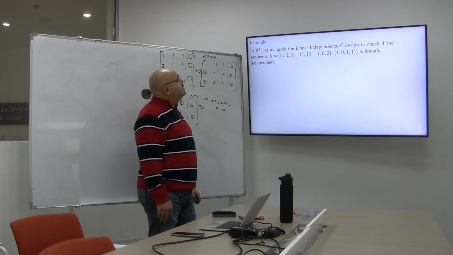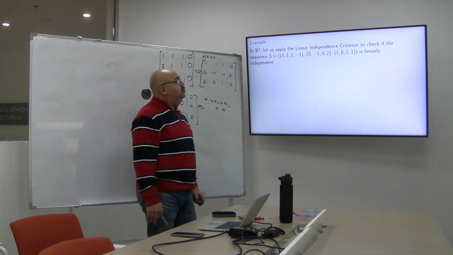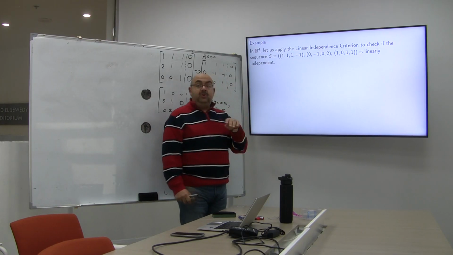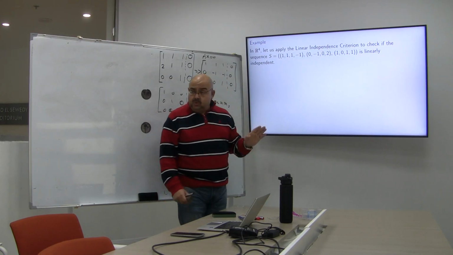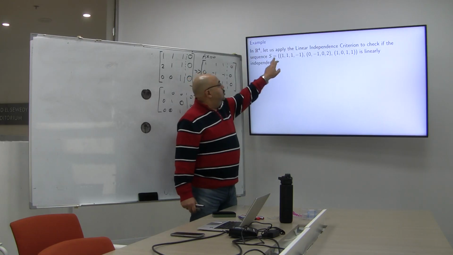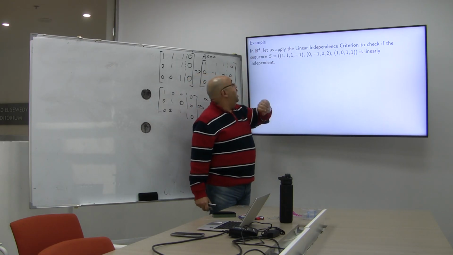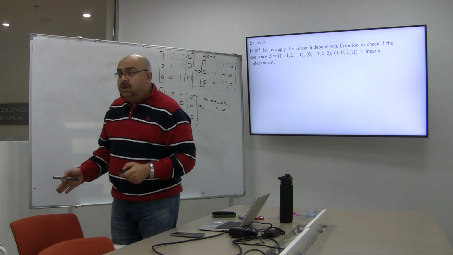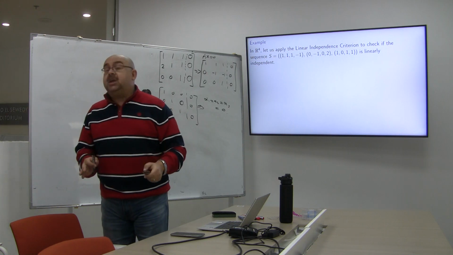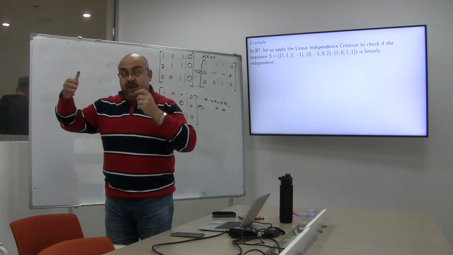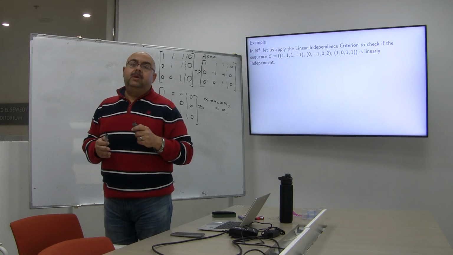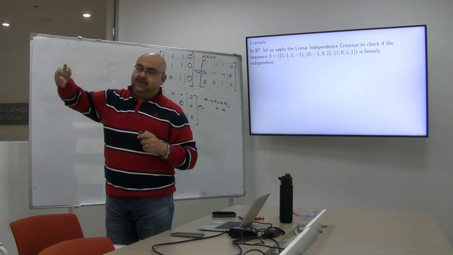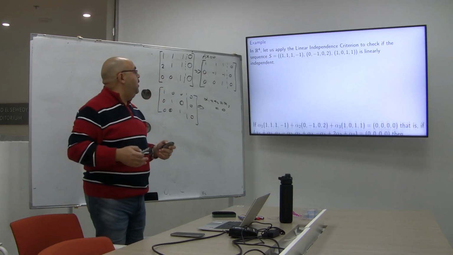Here in R4, let's apply the linear independence criteria to check if this sequence is linearly independent. I'm giving you 3 vectors. Are they linearly independent? How to check this? I will do exactly the same: a homogeneous system, taking these 3 vectors. This system will have 4 rows in 3 variables, so it's an overdetermined system. Then I will try to work my way out.